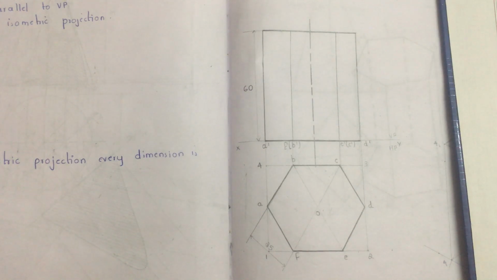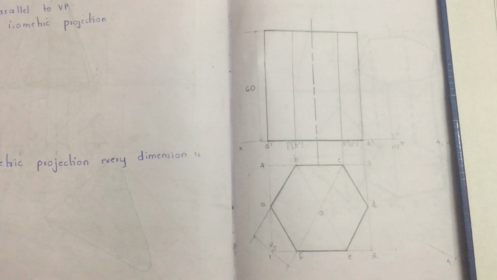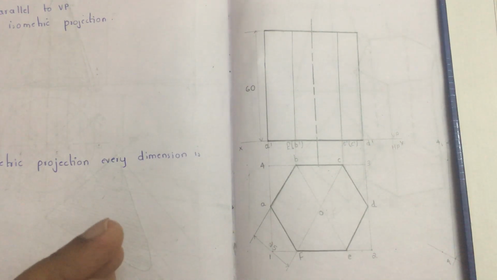So, this is the very first step of an isometric view. Firstly, you need to draw the top view and then project and draw the front view, then mark the dimensions. For drawing this much, you will get some marks. After drawing this much, the next task is to start drawing the isometric view.